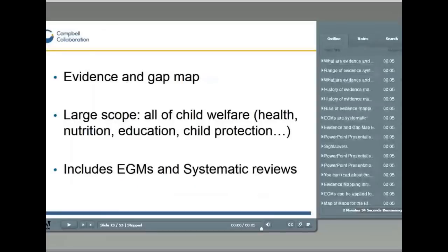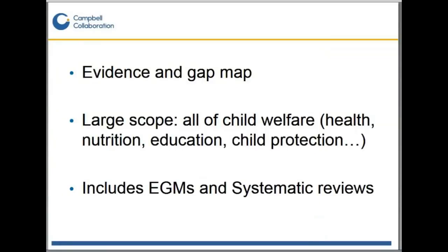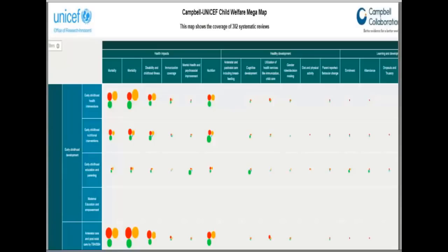And so it looks like the other map. Here it is. They're only coloured circles because it's showing only the reviews. There are no primary studies, and we've done a critical appraisal of the included studies. And so you have red is low confidence, green is high confidence, and orange is medium confidence.